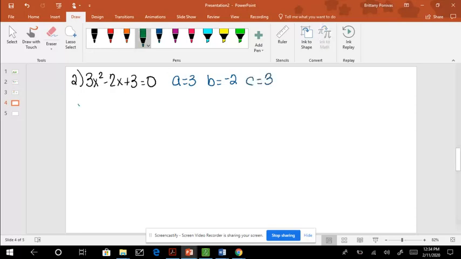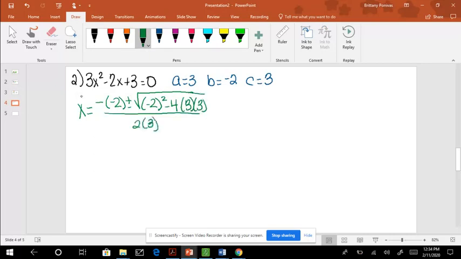Plugging into the quadratic formula, x equals negative b, so negative 2, plus or minus the square root of b squared, so negative 2 squared, minus 4 times a, which is 3, and c, which is 3, all over 2 times a, which is 3. So x equals negative 2 becomes a positive 2, plus or minus the square root. I'm going to come back and fill in the radicand in a moment. 2 times 3 is 6. So off to the side, we have to simplify this radicand.